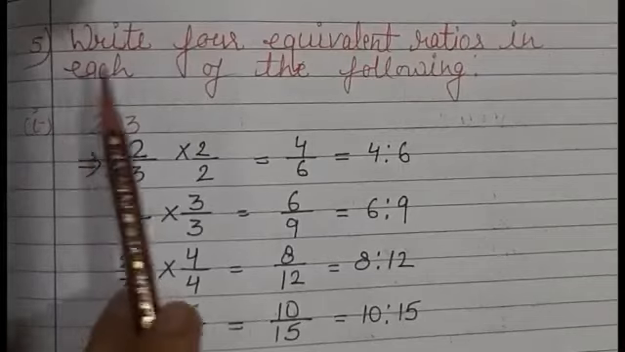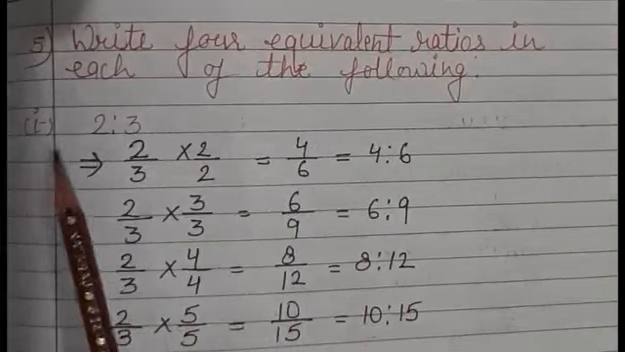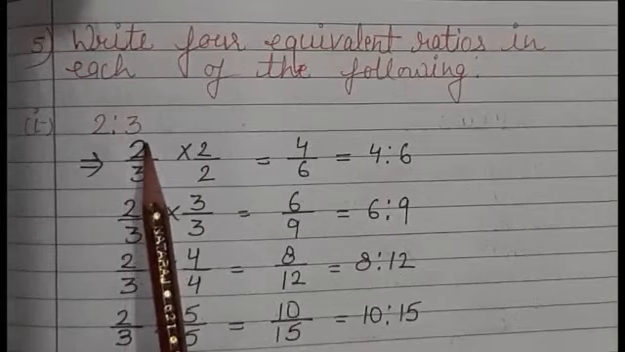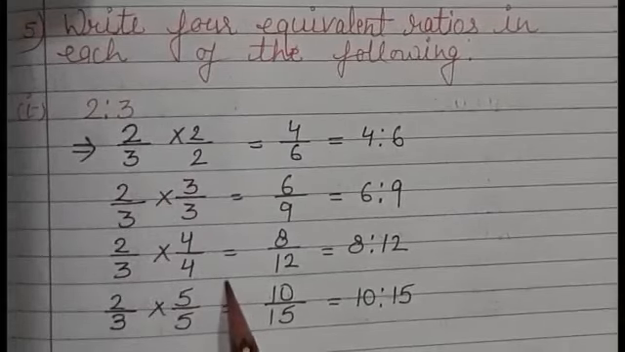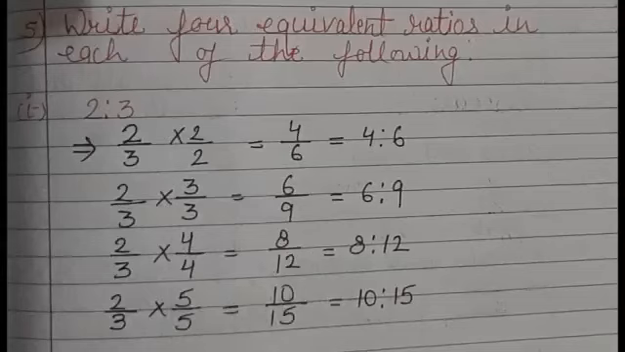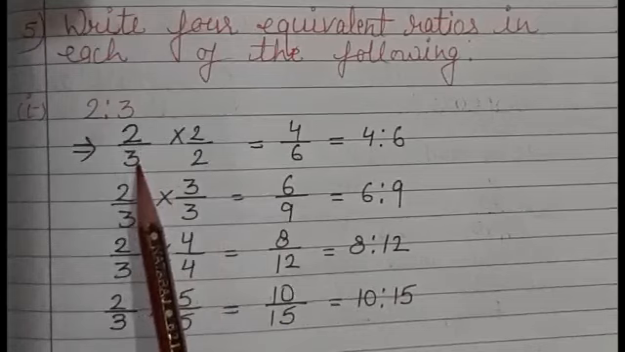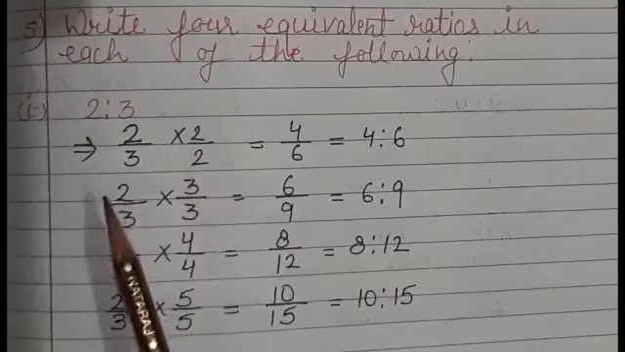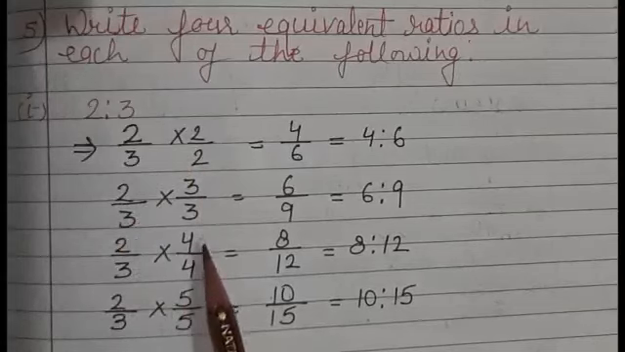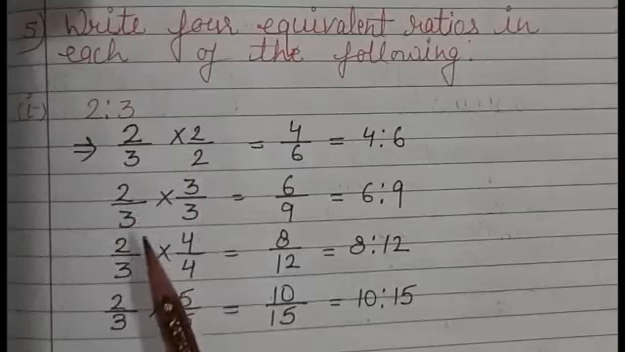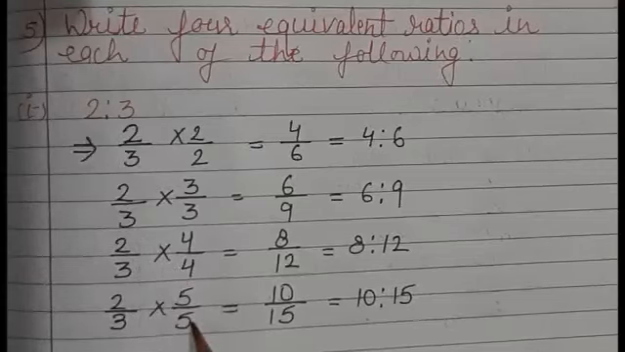Now fifth numerical, write 4 equivalent ratios in each of the following. First one is 2 is to 3. So we have to find out 4 equivalent ratios. Same we have done in the fraction chapter also, right? So first we will multiply numerator and denominator by 2. Then we will multiply numerator and denominator by 3. And then we will multiply the same fraction's numerator and denominator by 4 and then 5, right?